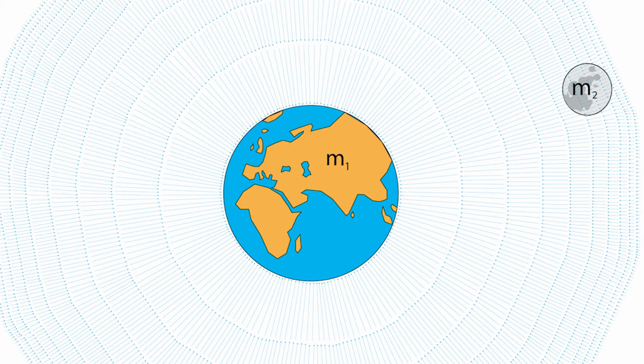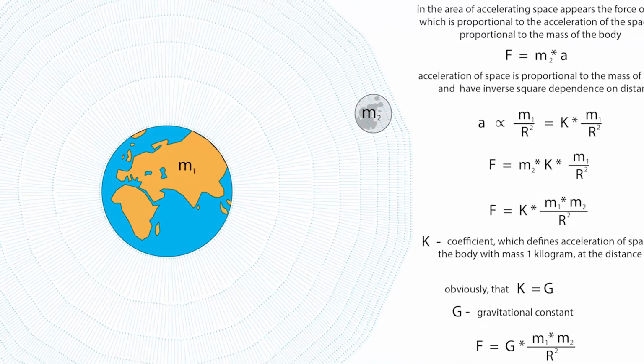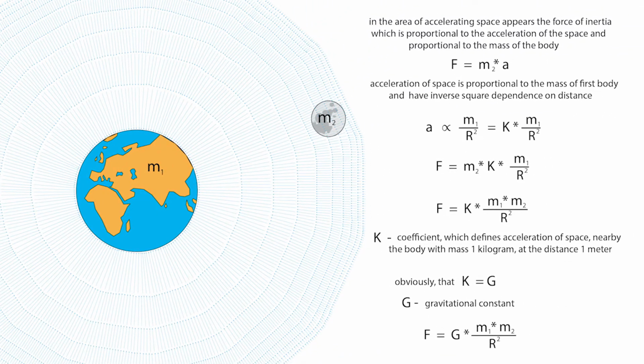On the basis of what was said, we can describe it so: where k is the coefficient that defines the acceleration of space nearby a body with mass 1 kg at the distance of 1 meter. Obviously, it's equal to the gravitational constant. And here we have the law of universal gravitation, with all its simplicity and flaws.